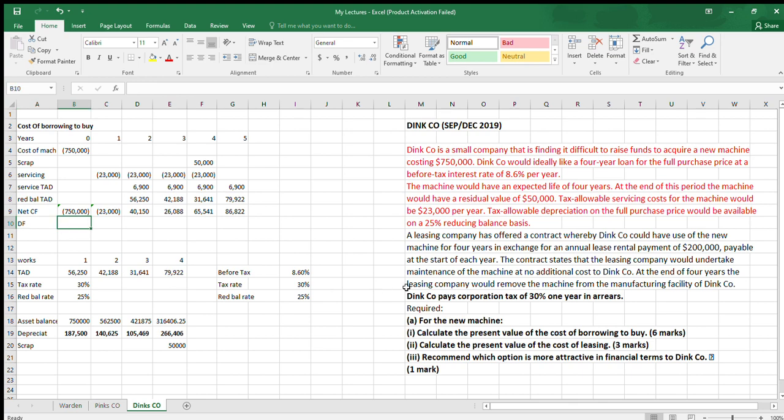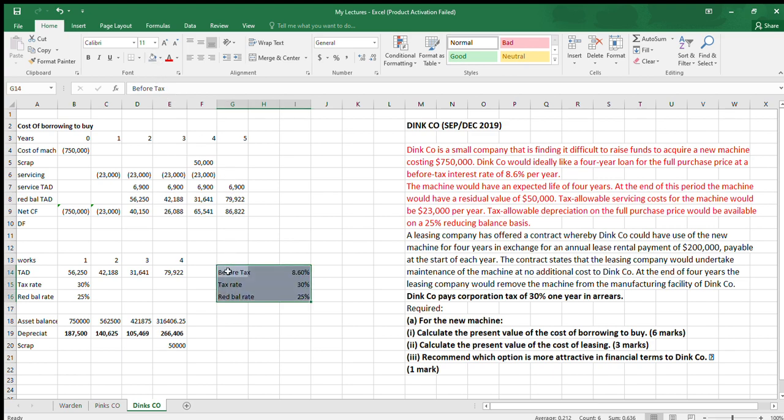Now the discount factor, a lot of students will make the mistake of bringing in the 8.6%, which is wrong. They say that the loan is for the full purchase price at a before-tax interest rate. Those who have done F6 taxation know that it's supposed to be an after-tax rate, but it is not for you to know in financial management. All you need to know is to just adjust this 8.6% or allow it for taxation, and it is very simple. So you see these workings I have set up here.